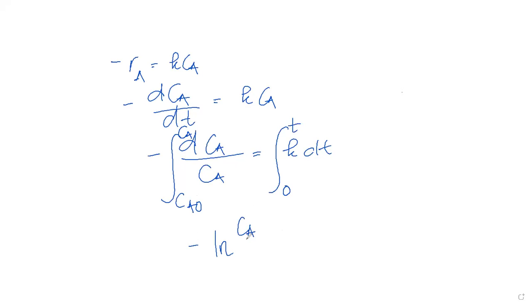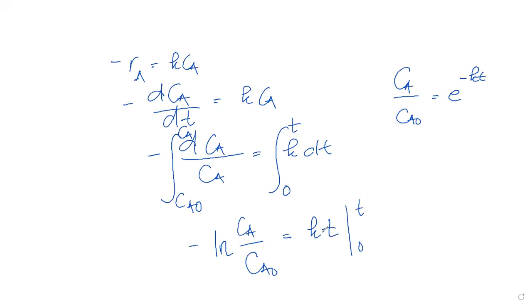So if you evaluate the left side and substitute the limits, you will have ln of C_A over C_AO, and your right side would be K T, from 0 to T. Now if you would like to eliminate the ln, I'd like to transfer first the negative here. So you will have C_A over C_AO, and that would be e raised to negative KT.